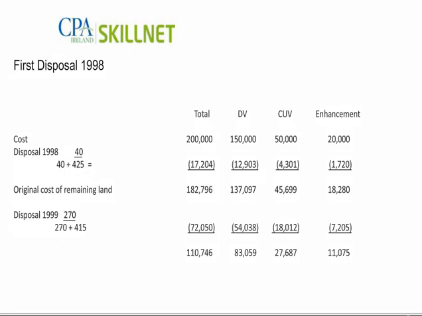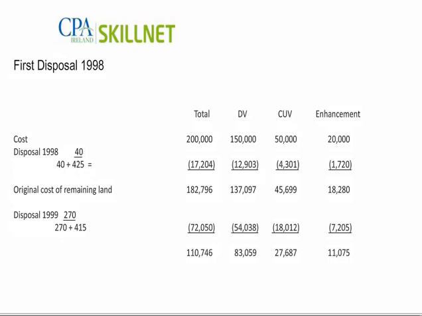A is 270. Again, watch, I'm not taking into account any cost of sales. I'm not giving it in the question anyway, but you don't take in cost of sales, so it's not the net proceeds you take into account. 270 over 270 plus 415. And that gives you 72,050, and you work right across.